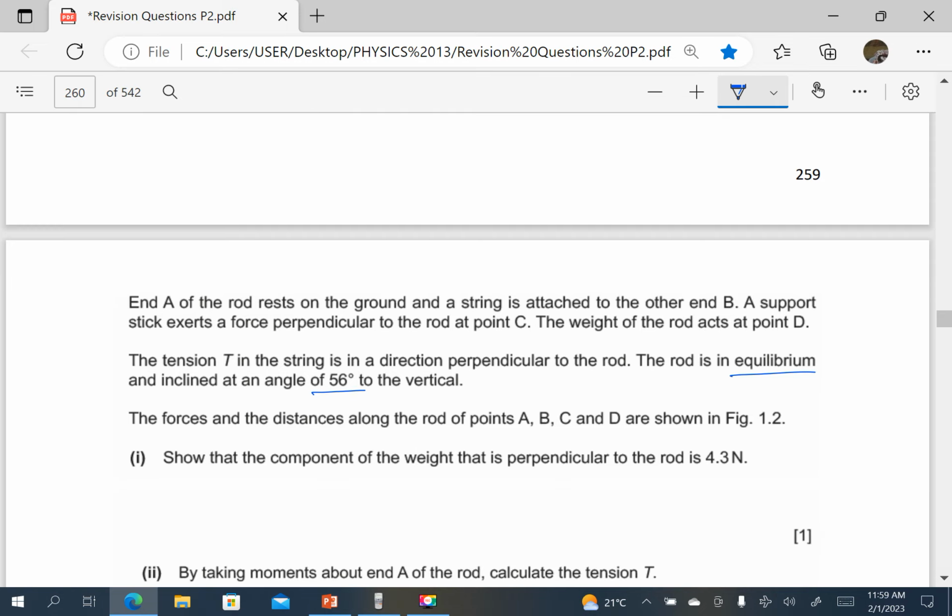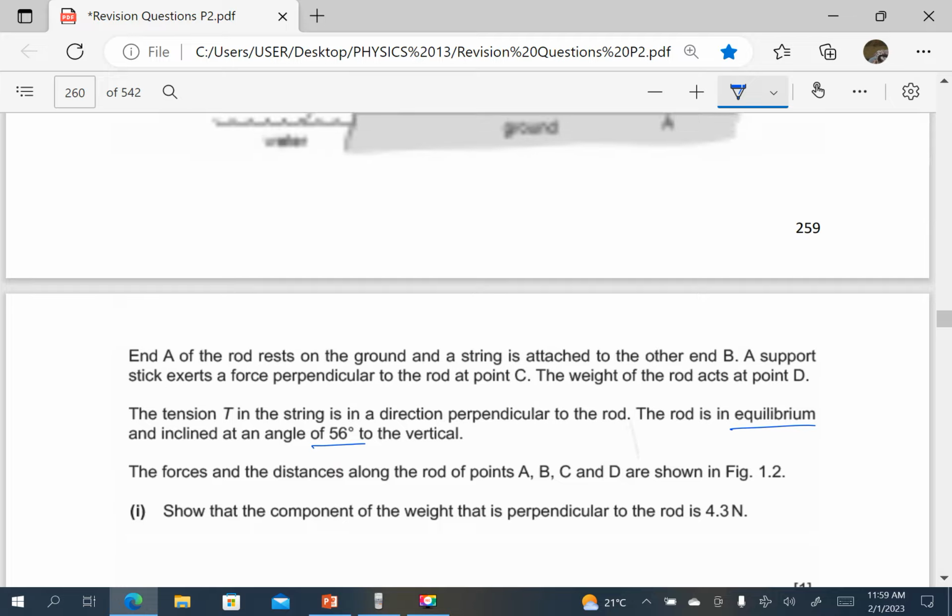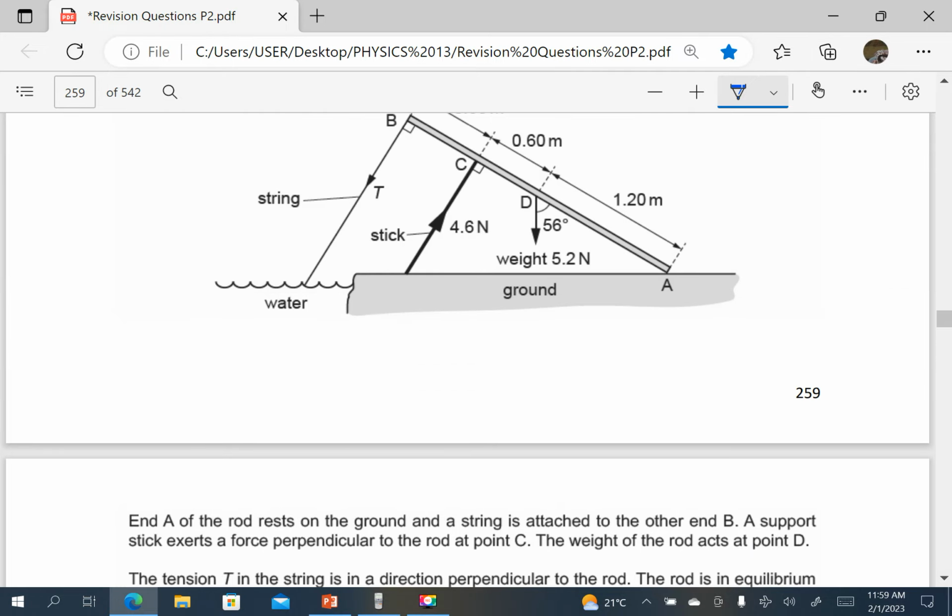Show that the component of the weight perpendicular to the rod is 4.3 newtons. So we need to resolve the weight perpendicular, that is at 90 degrees to the rod. So I'll draw a line which makes 90 degrees with the rod somewhere here. So we are going to resolve perpendicular because this now makes 90 degrees with the rod.